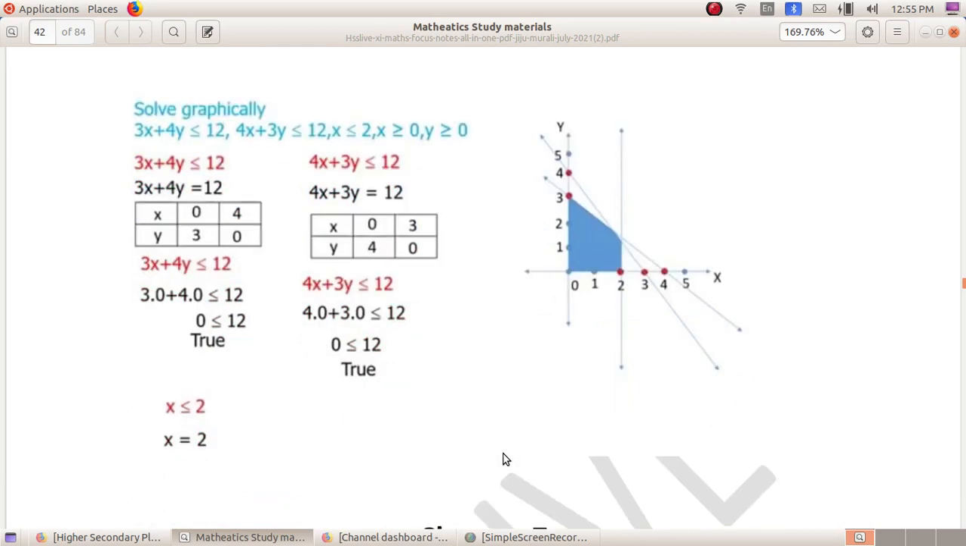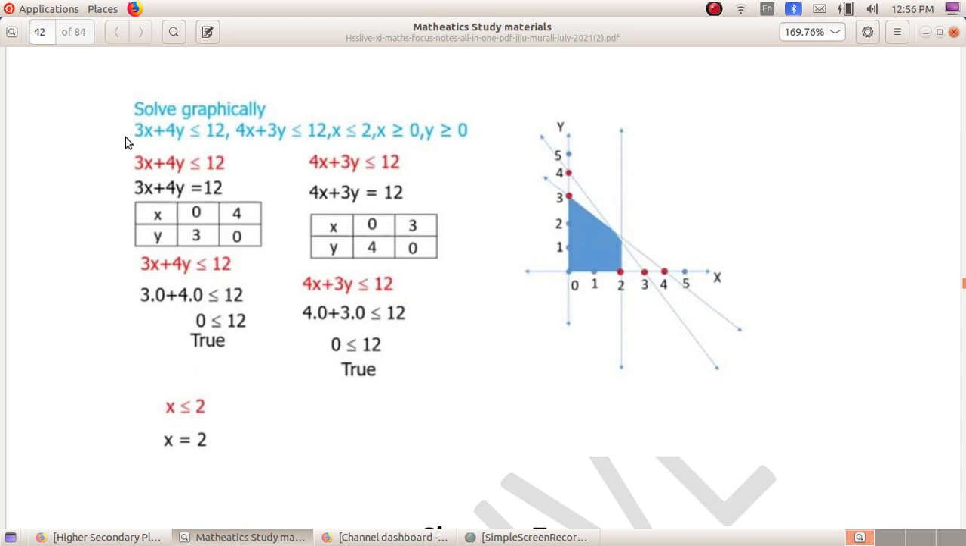Then graphical method. Solve graphically. There are some more inequalities. 3x plus 4y less than 12, 4x plus 3y less than 12, x less than or equal to 2, x greater than or equal to 0, y greater than or equal to 0. Okay, this is common for all, x greater than or equal to 0, y greater than or equal to 0.